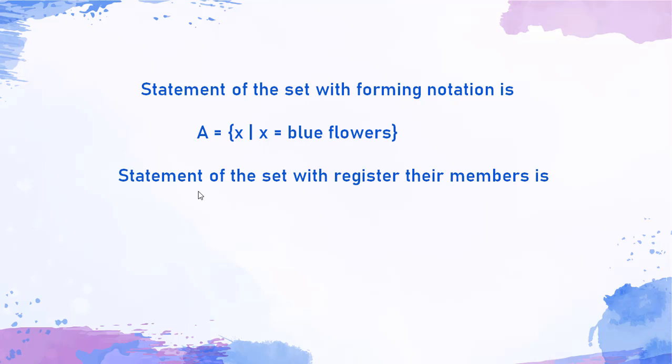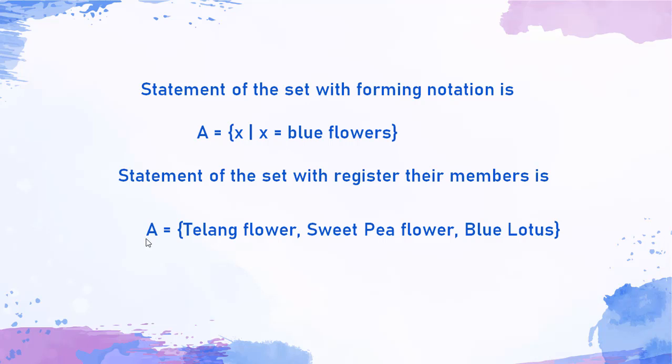Okay, next, the statement of the set with set-builder notation is: set A, which contains the elements of the form X, such that X is blue flowers. And the statement of the set by listing its members is: set A, which contains the elements thalline flower, sweet pea flower, and blue lotus.